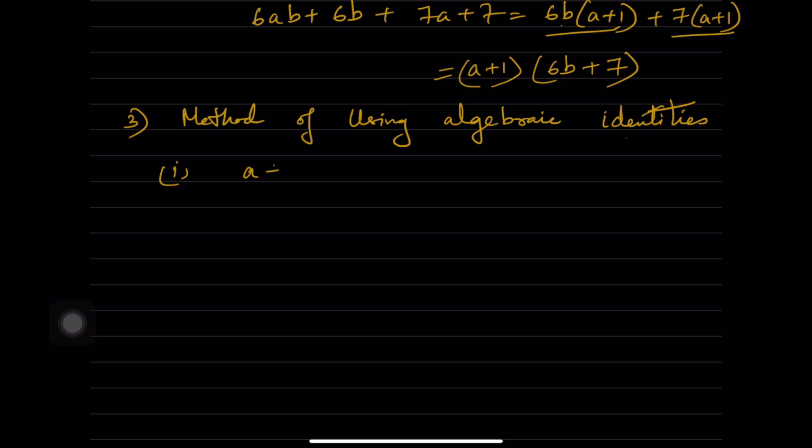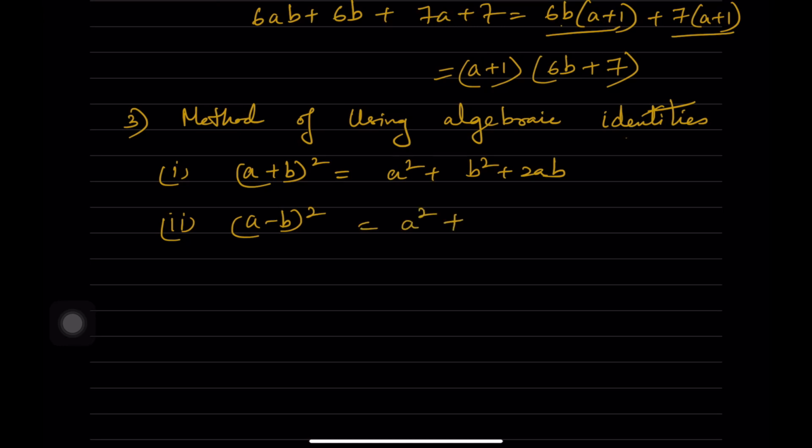The first one is a plus b whole square is equal to a square plus b square plus 2ab. The second one is a minus b whole square is equal to a square plus b square minus 2ab. And the third one is a plus b into a minus b, which is equal to a square minus b square. These are the three important identities which we'll be using here.